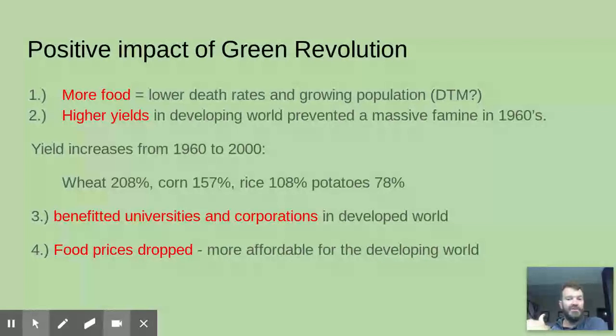All right, higher yields in the developing world prevent a massive famine, right? It prevented millions of people from dying because there was more food. And people still died. There was still starvation, but not to the level that it would have been. So if you look at those yield increases in the 40 years from 1960 to 2000, that's crazy that it increased that much. You can feed a heck of a lot more people that way. So it benefited universities and corporations because there was big money in this.